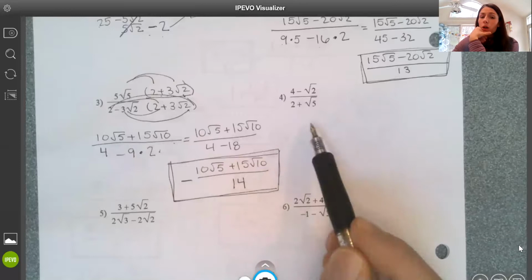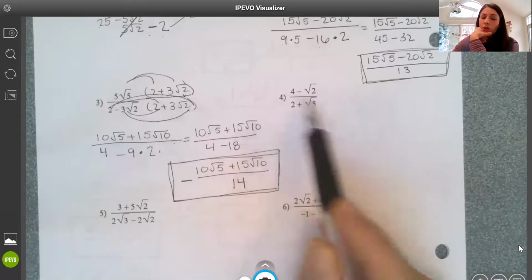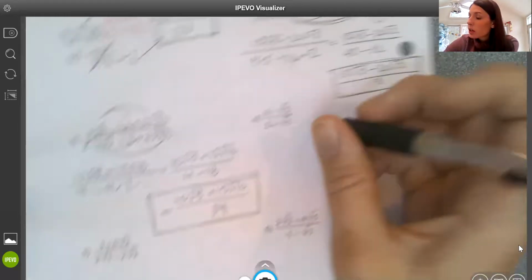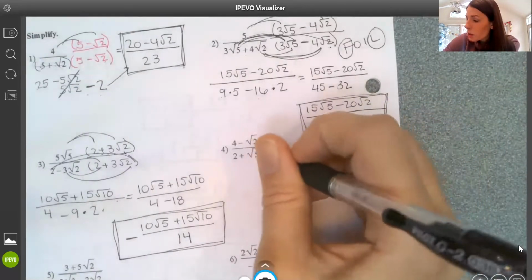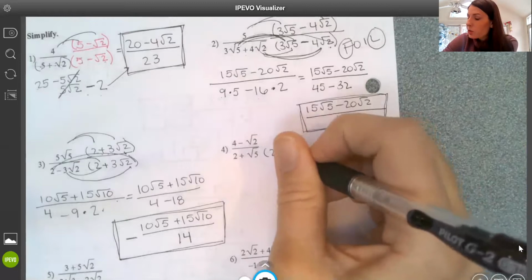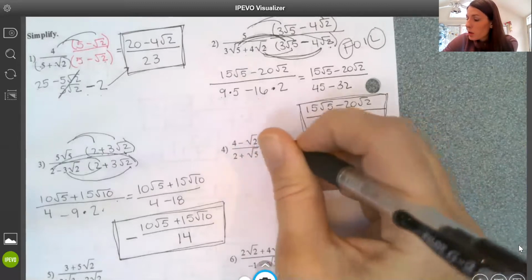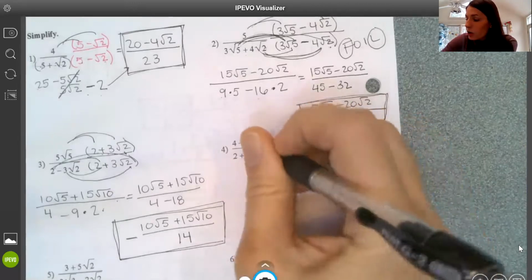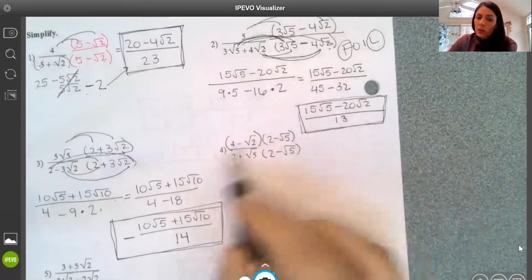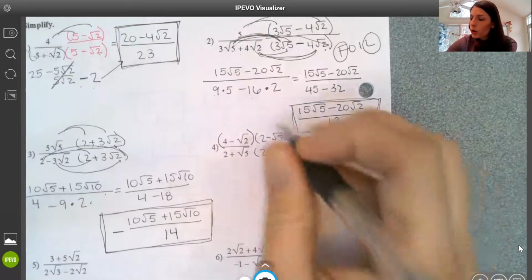Okay, so now on 4, we have a binomial in both places. Well, the only place I care about getting rid of is the denominator. So in the denominator, multiplying by that conjugate to subtract rad 5, do the same in the numerator. So now in the numerator, I have binomial times binomial, and things aren't going to cancel here. I got to work out what that's going to be.